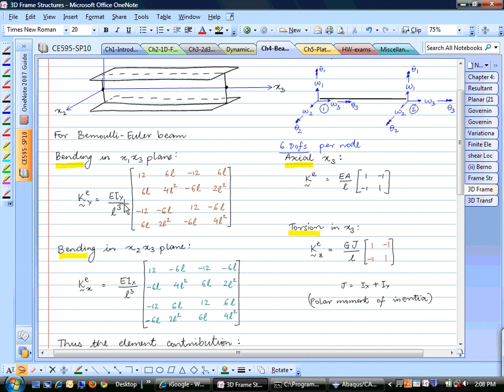So you can see also that the polar moment of inertia is the sum of two principal moments of inertia, Ix plus Iy. For bending in the x1, x3 plane, we have this Iy, which is the major Iy. And for bending in the x2, x3 plane, we have the minor axis. So this is Ix that would be governing for the x2, x3 plane. Yeah, question?